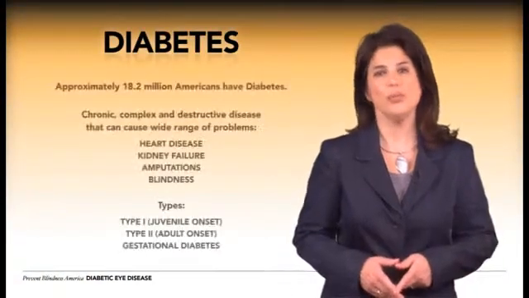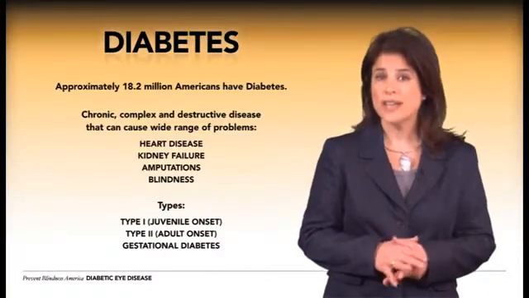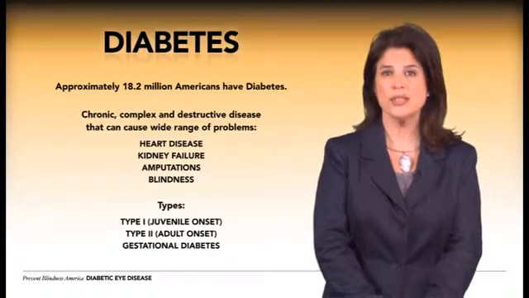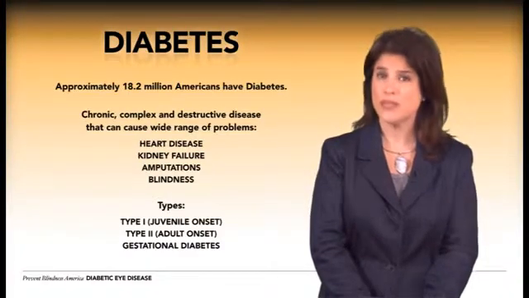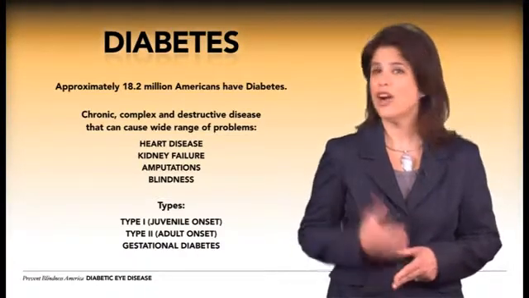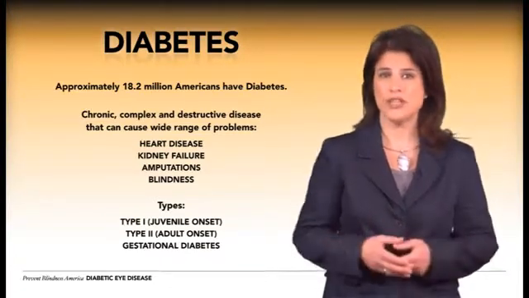Let's start off with a brief overview of diabetes. Approximately 18.2 million Americans have diabetes, classified as a chronic disease epidemic by the Centers for Disease Control and Prevention. The prevalence of diabetes has increased dramatically over the past 40 years. Prevalence rates for diabetes are higher among racial and ethnic minorities than the general population.